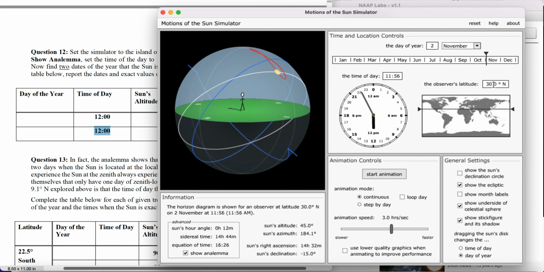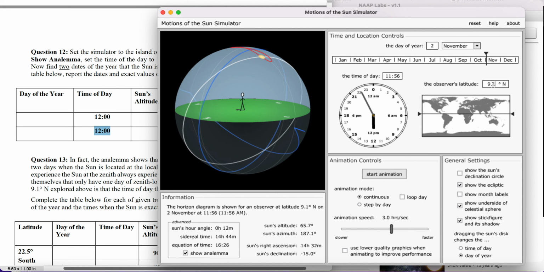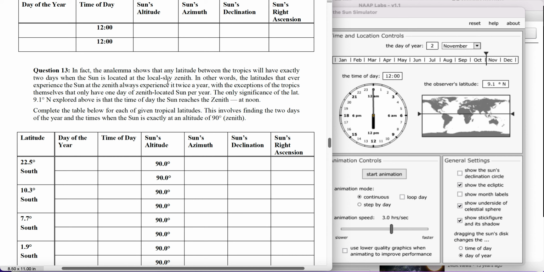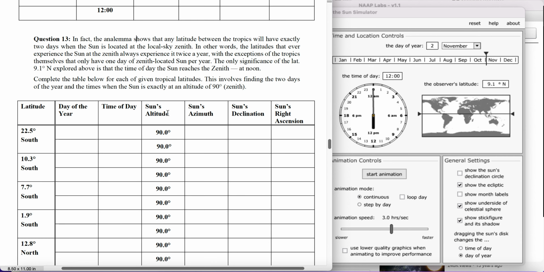If I go back to 9.1 in terms of latitude, north, you want to turn this exactly to noon, and you're not going to vary it. But then in question 13, you're going to look at different latitudes and find the time of the day where the altitude is exactly 90. I found some very specific latitudes where you will be able to get the sun to hit exactly 90, two days out of the year every time. But here's the difference, I might have misspoken a second ago, but I'll explain.